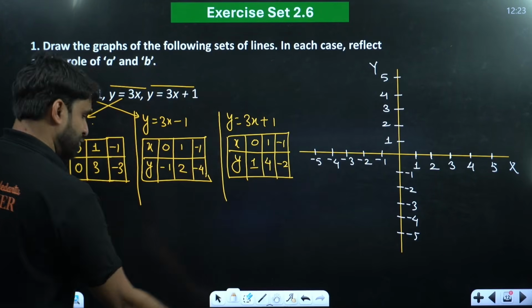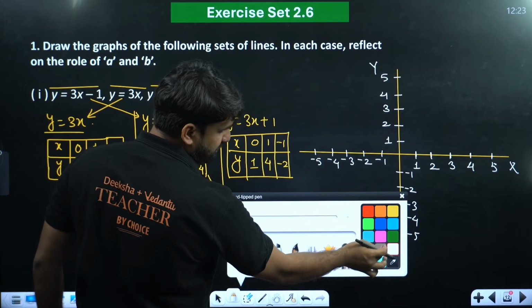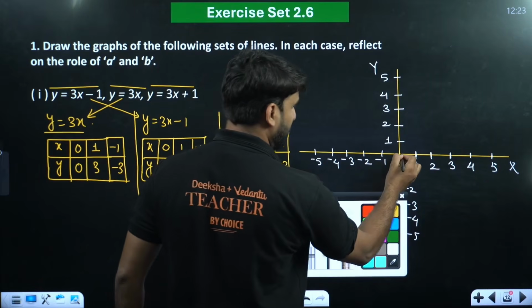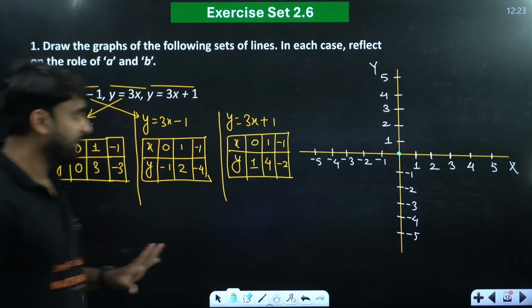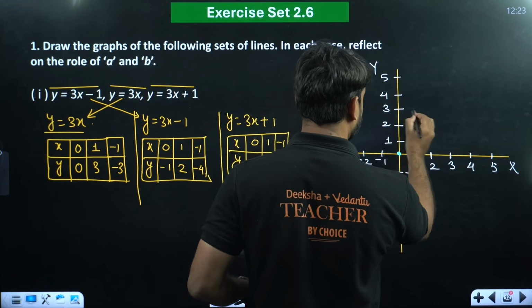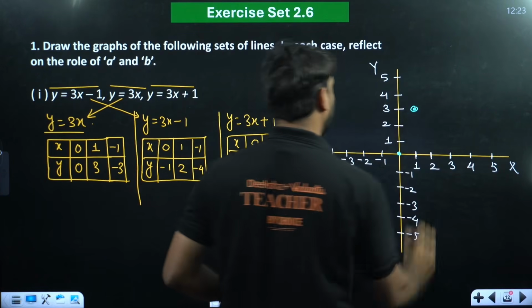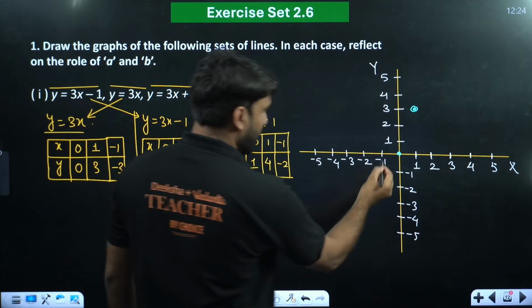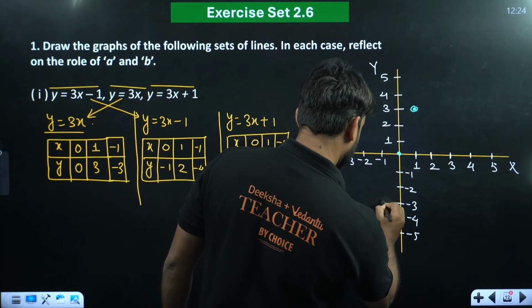Now let's show the coordinates for all those. I'm using blue color for this first one. When x is 0, y is 0. So this will be the point, both 0. Second, when x is 1, y is 3. So this will be the coordinate, x 1, y 3, here. Now, when x is -1, y is -3. So this will be the coordinate here.